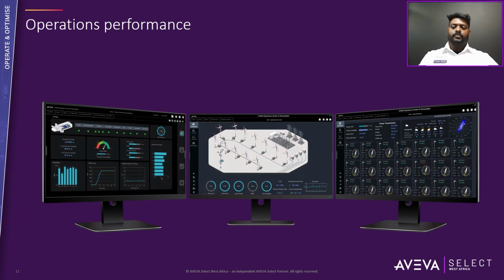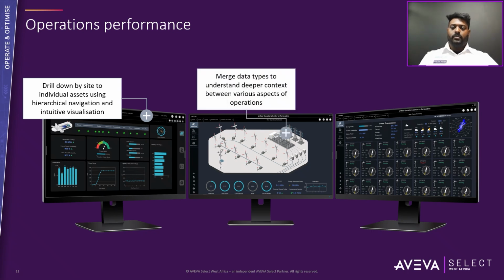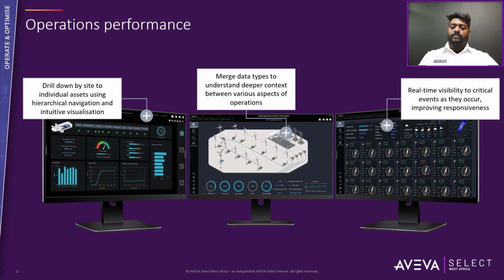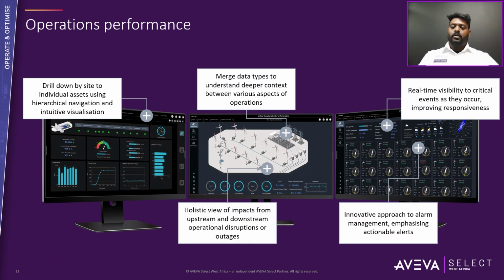Let's look at the enterprise performance visibility in real time. We drill down by site to individual asset using the hierarchy navigation and intuitive visualization. You merge data types to understand deeper context between various aspects of operations. The real-time visibility to critical events as they occur, improving responsiveness. An innovative approach to alarm management, emphasizing actionable alerts. A holistic view of impacts from upstream and downstream operation, disruptions or outages.